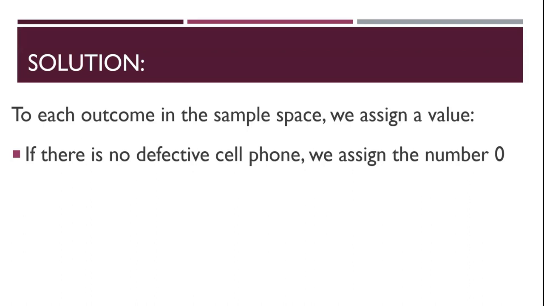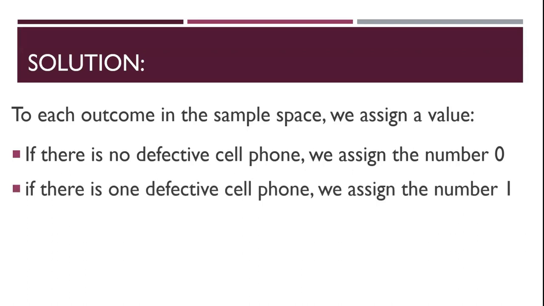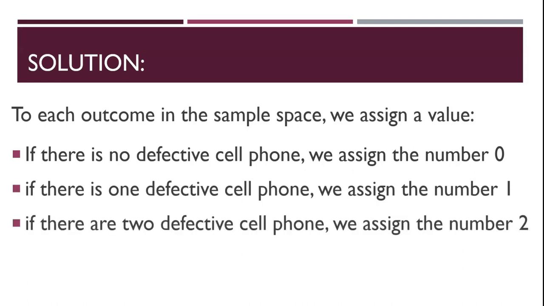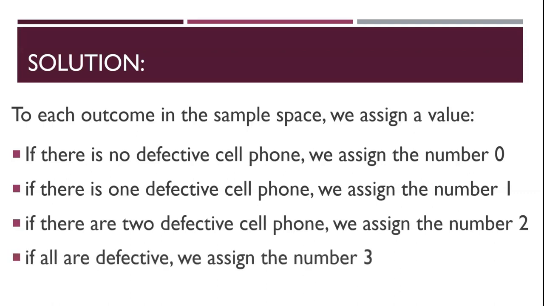Solution. To each outcome in the sample space, we assign a value. Remember that the random variable x represents the number of defective cell phones in our experiment. So, if there is no defective cell phone in the result, then we assign the number 0. If there is one defective cell phone, we assign the number 1. If there are 2 defective cell phones, we assign the number 2. And if all are defective, we assign the number 3.